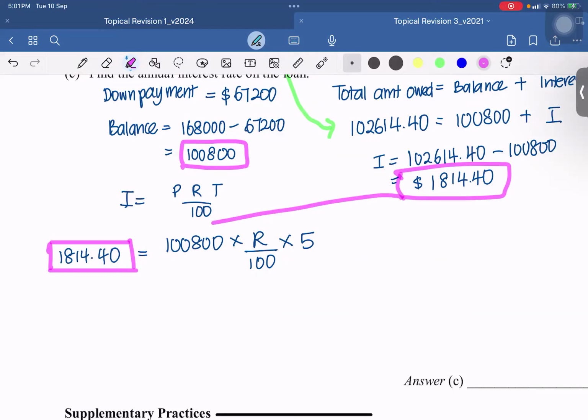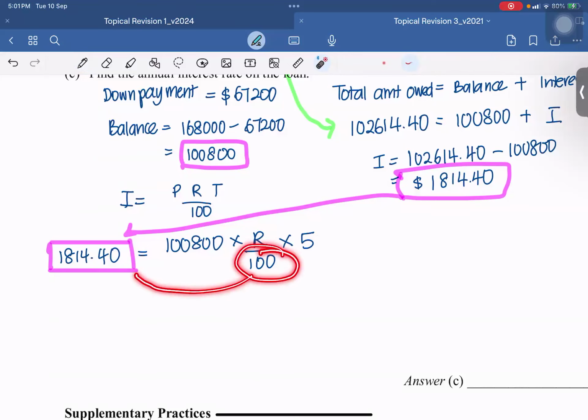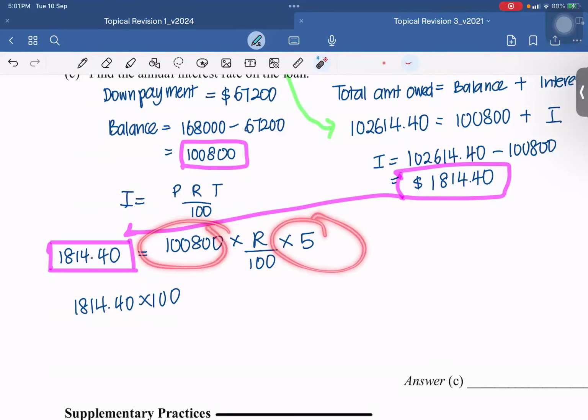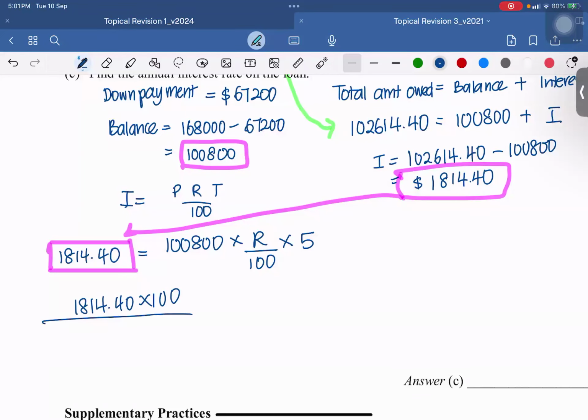Now I have everything in this piece of my puzzle. I'm going to put this inside here. How am I going to find R? First step, how do I get rid of my denominator? How to get rid of 100? I multiply by 100. Next, how do I get rid of this and this? I'm going to divide by 1,008,000 times 5 to get my interest rate. Such a large number. And last but not least, my interest rate will be 0.36%. You've gotten the concept.